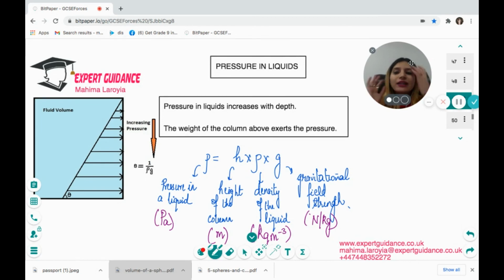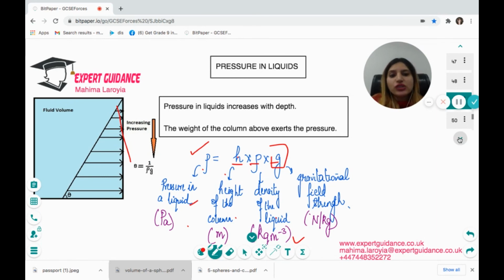Now, when we talk about the pressure in a liquid, it increases with the depth. The weight of the column above exerts the pressure downwards, and the pressure in the liquid is measured in pascals, and it is given by the formula h rho g. h is the height of the column, rho is the density of the liquid, which is in kilograms per meter cubed, and g is the gravitational field strength, which is newtons per kg. Height is in meters, pressure is in pascals, and g again you can use 9.8 meters per second squared or 10.